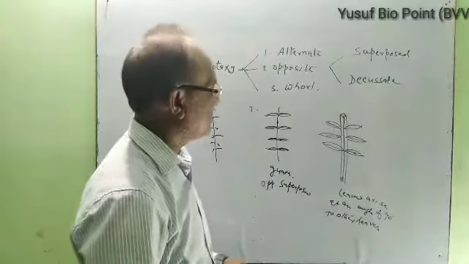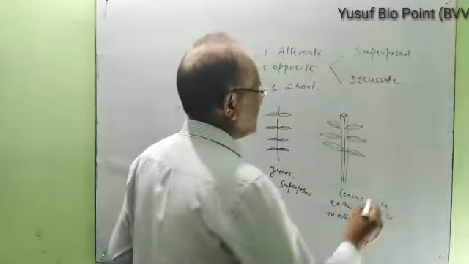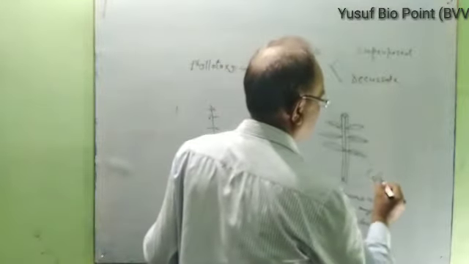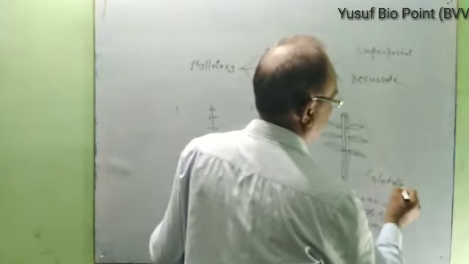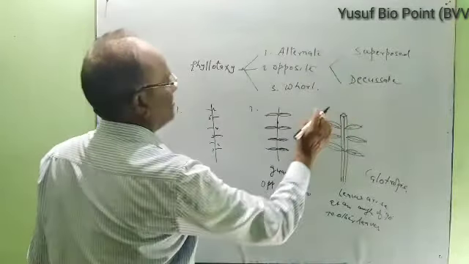Opposite decussate, means which leaves arise at the angle of 90. Example, Calotropis. So these are the opposite types.